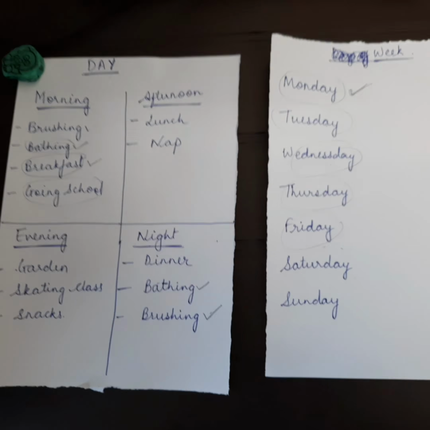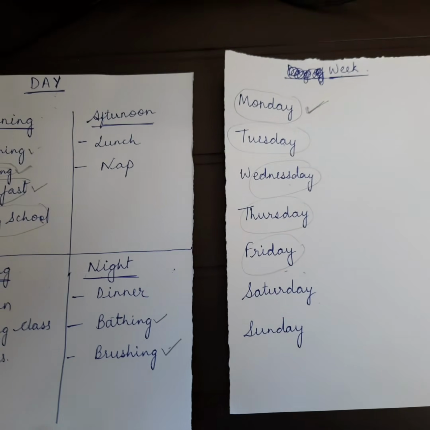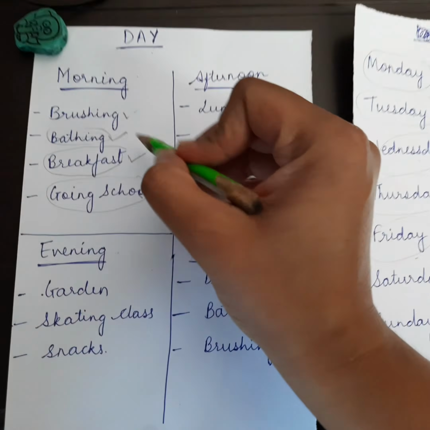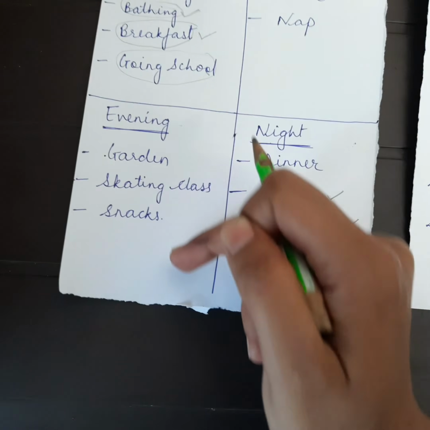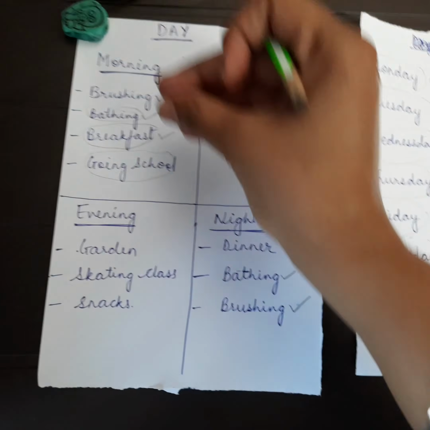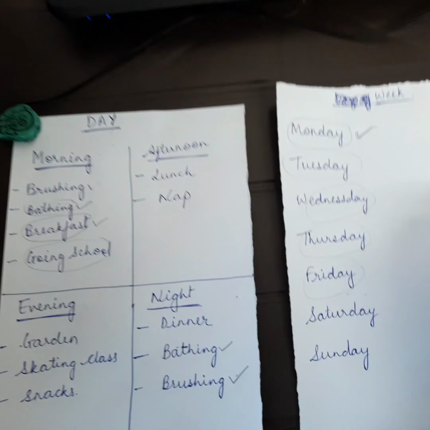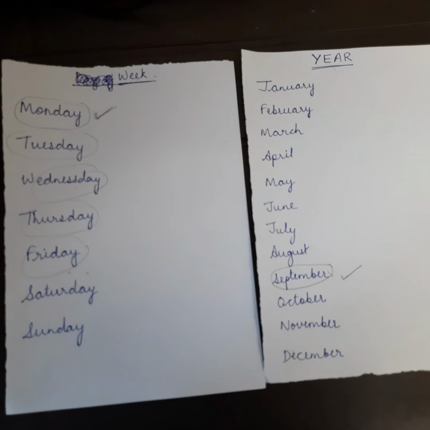So hope this helps. And yes, my drawing is not good. If you want to make it more attractive, you can also draw, or you can stick pictures of these respective topics. You can take cutouts also. This way you can make it more attractive. Thank you so much. I hope I explained the concept nicely.